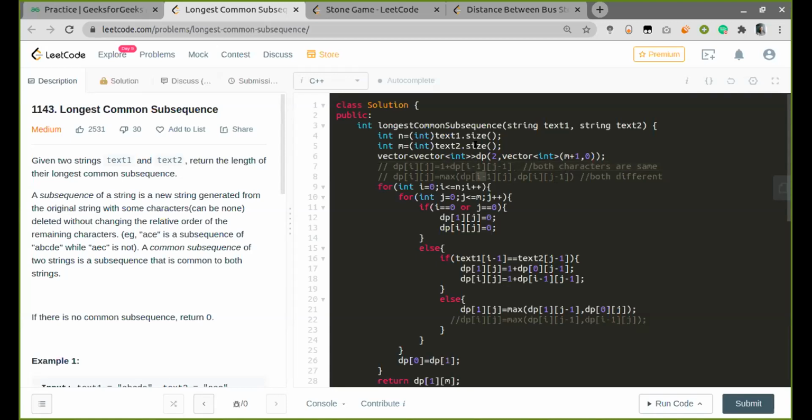And here I'm using the previous one. So two of the previous one values I am using. So this boils down to using only two vectors at a time. Instead of making an n cross m vector, we can just use 2 cross m vectors, since at most at a time I just need two vectors. Yeah, you need only two rows at a time.